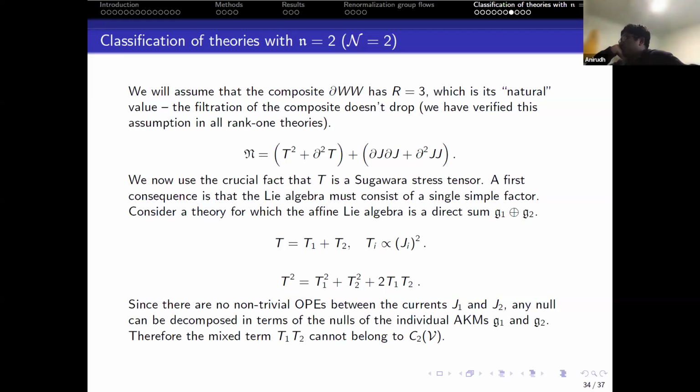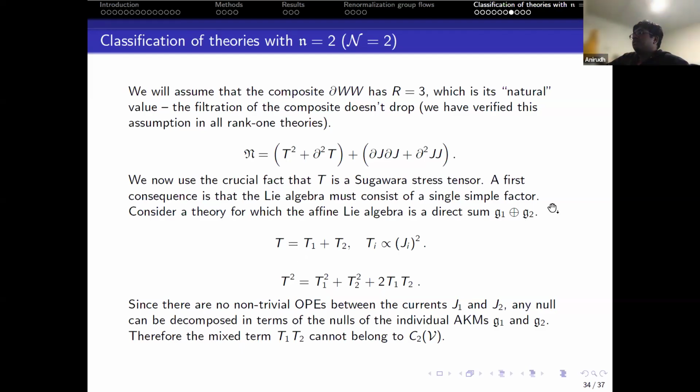Okay, so there is a very small aside that is important. Now you can obviously see that there are just two generators, the stress tensor and the affine Kac-Moody currents, and the stress tensor is a Sugawara stress tensor. So now the question comes up: what are the possible AKMs that can land in this case? So the first thing which we'll show is that the only AKMs that can land in this case have to be simple Lie algebras. If the Lie algebra is a direct sum like this, it is not possible. This will follow from the Sugawara condition.